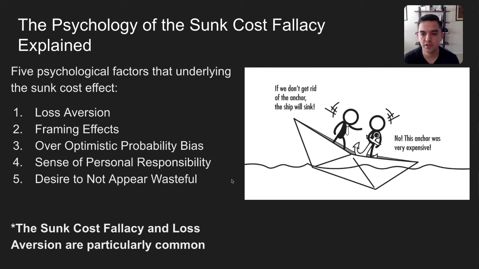I included this visual, which sums up the sunk cost fallacy. One person says, if we don't get rid of this anchor, the ship will sink. And the other says, no, this was a very expensive anchor. That sums up the sunk cost fallacy in a nutshell.